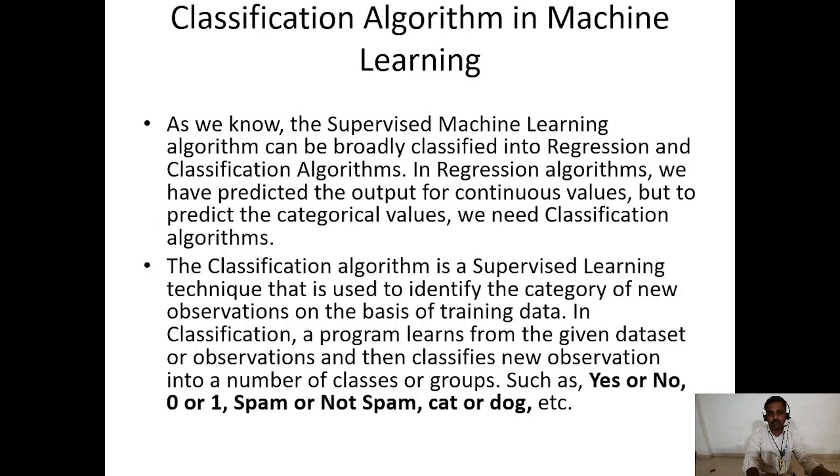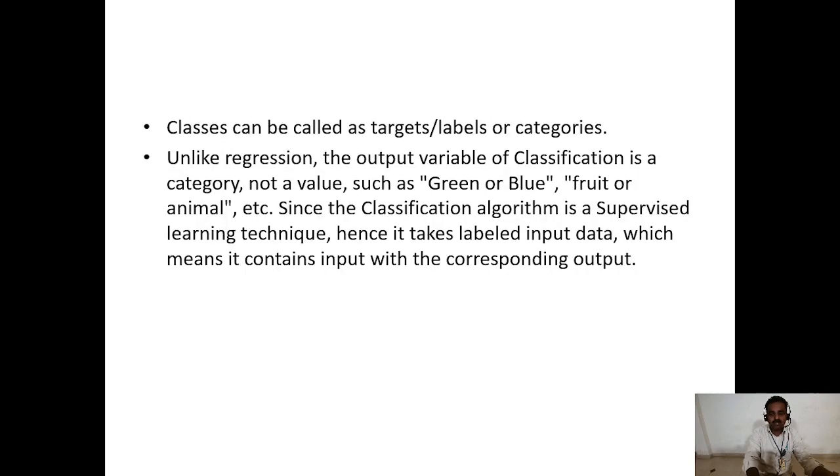In regression algorithm, you have to predict the output for continuous values, but to predict the category values, you need a classification algorithm. The classification algorithm is a supervised learning technique. It is used to identify the category of new observation on the basis of training data. In classification, a program learns from the given data set or observation and then classifies new observations into a number of classes or groups such as yes or no, 0 or 1, spam or not spam, cat or dog, etc. Classes can be called as targets or labels or categories.